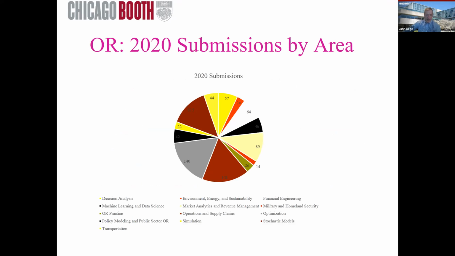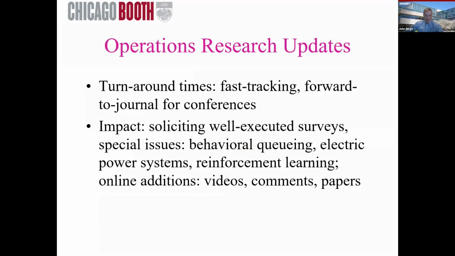This is just showing you by the areas of the journal where the various papers are. What you might get from this is that operations and supply chain has the greatest number of submissions in terms of overall submissions to the journal. We have been increasingly seeing more submissions in the newer area of marketing analytics and revenue management, as well as the area of machine learning and data science. So if you're working in those areas, those are particularly highlighted.